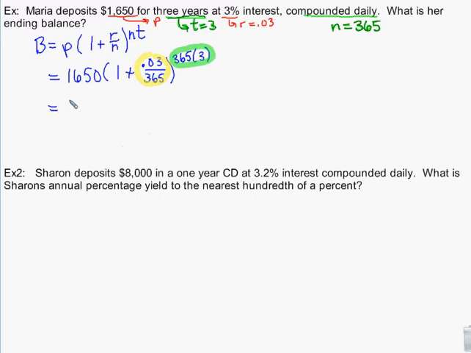So this gives me 1650 times 1 plus, and then 0.03 divided by 365 is 0.0000829192, etc. And then 365 times 3 is 1095. And now, calculators, hold on. It's not very good. The TIs are much better. Okay, so let's pick back up.